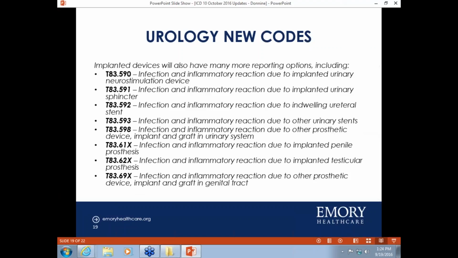And then implanted devices also have many reporting options. We never had these before for neural stimulation devices, urinary sphincter, ureteral stent, urinary stents, prosthetic device, implanted penile prosthesis, testicular prosthesis, and prosthetic device implant and graft.